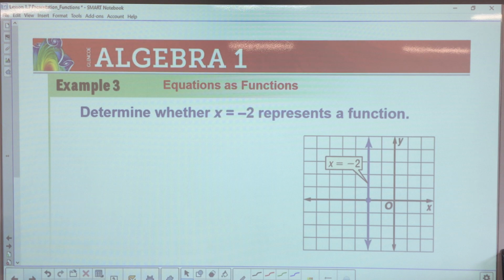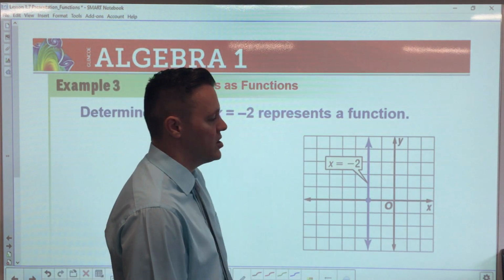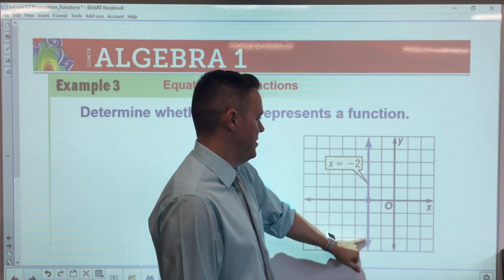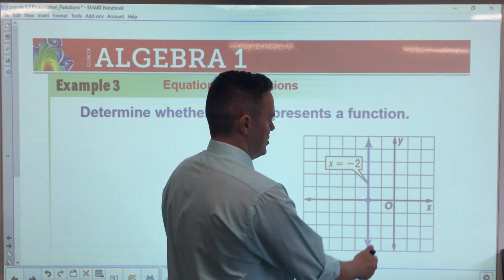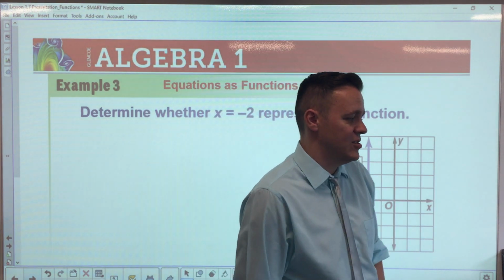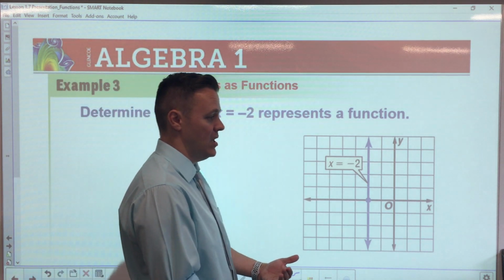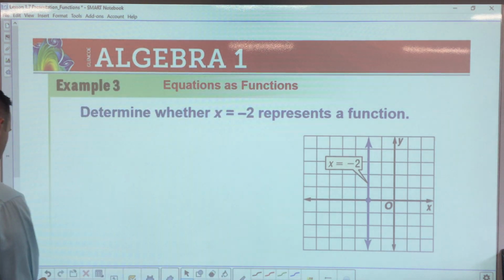All right. Equations as functions. Determine whether x equals -2 is a function. So what if every value is x? Is this a function? Ladies and gentlemen, the answer is no, it is not a function, because it technically is a vertical line, so it does not pass the vertical line test.